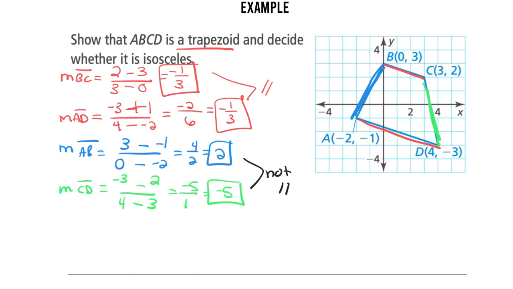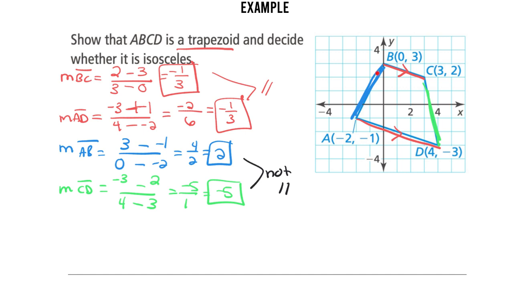So for it to be a trapezoid, you have to have one pair that's parallel and one that's not, right? We showed that both of these have a slope of negative 1/3, and then we showed that these two do not have the same slope. So it's not going to be a parallelogram, it's a trapezoid. All right, so now we have to decide whether or not it's isosceles.